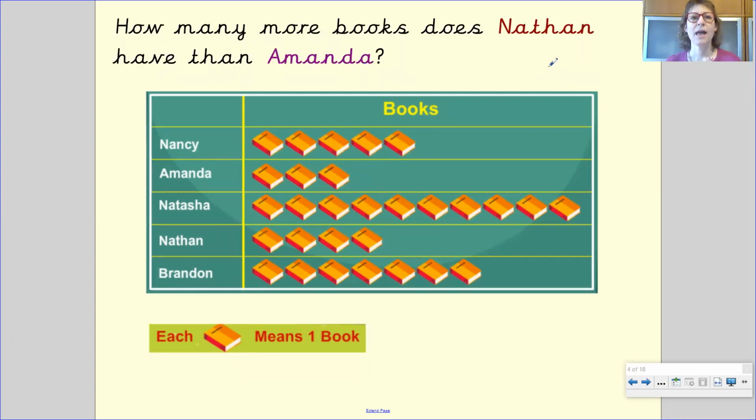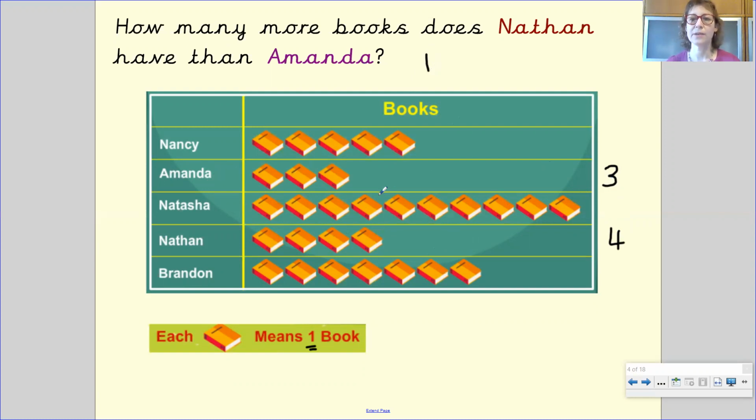Okay. How many more books does Nathan have than Amanda? We're still counting in ones. So there are two ways to do this. We can find Amanda and we can count how many she's got. So she's got 3. And then we can find Nathan and count how many he's got. 1, 2, 3, 4. And then we can find the difference. We can take the smaller number away from the bigger number. So 4, take away 3, will leave us with 1.